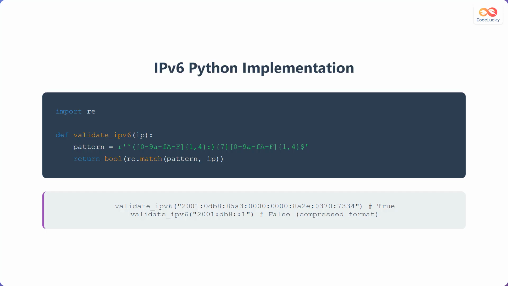Calling validate_IPv6 with a full-format IPv6 address, 2001:0DB8:85A3:0000:0000:8A2E:0370:7334, returns true. However, a compressed IPv6 address like 2001:DB8::1 returns false, as this pattern only validates full-format addresses.